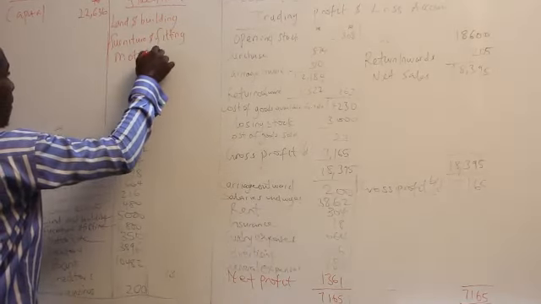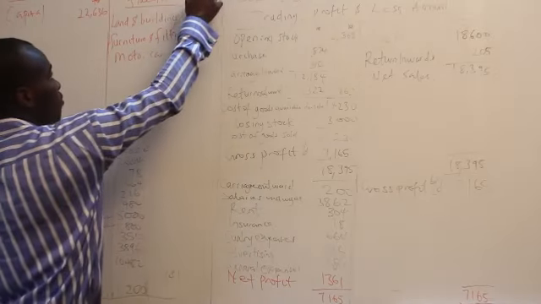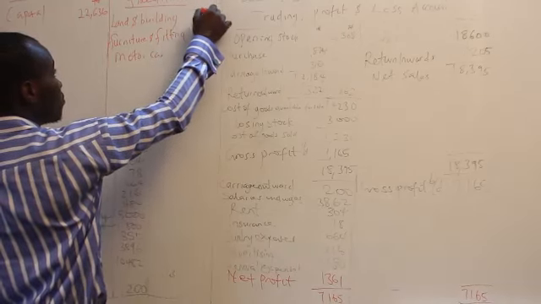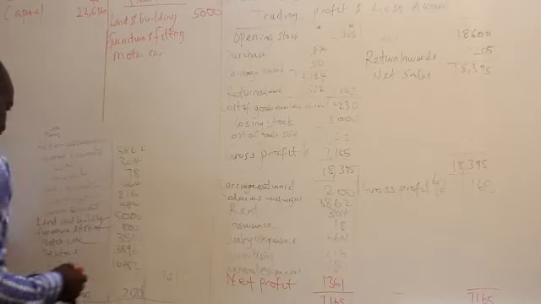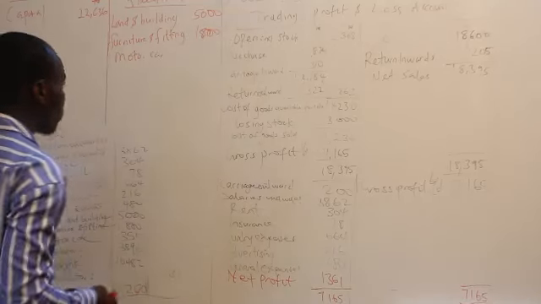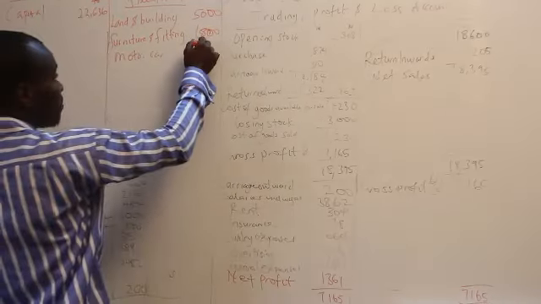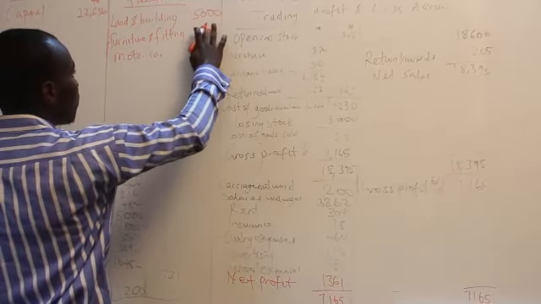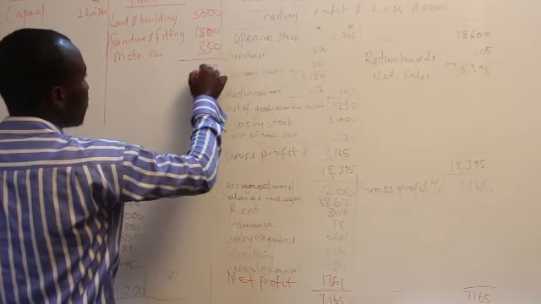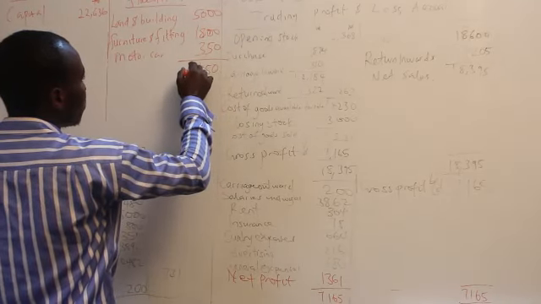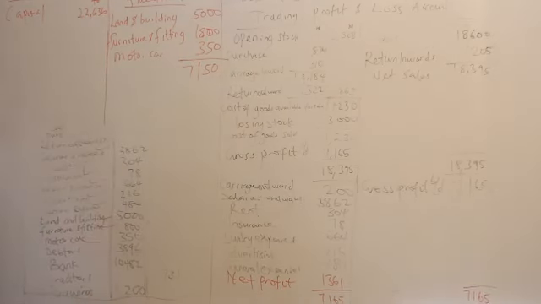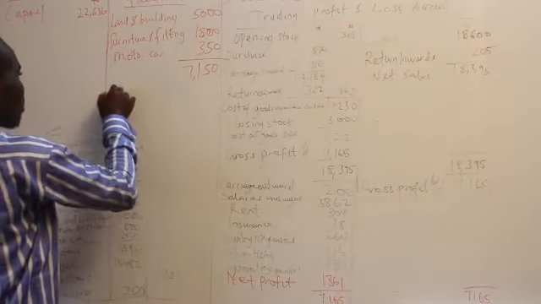Land and building is 5,000. Furniture and fitting 1,800. So we have motor car, which is 350. So we can add, and that will be 7,150. So the next thing is our current assets.